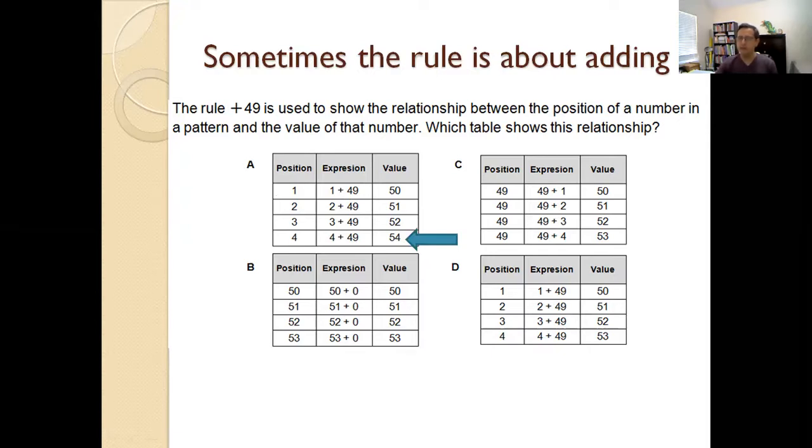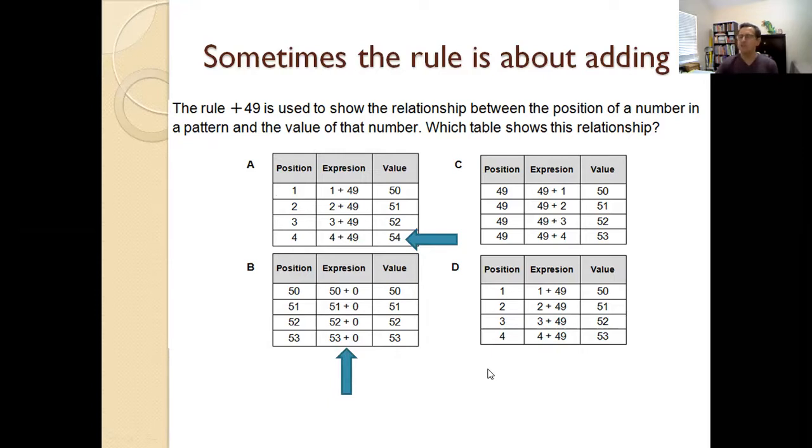Option B, position 50, 51, 52, 53. This is correct. Expression plus 0, plus 0, plus 0, plus 0. Hey, remember that the rule is 49. Return to the question. The rule is plus 49. And here the rule is plus 0. So because of this mistake, option B is incorrect.